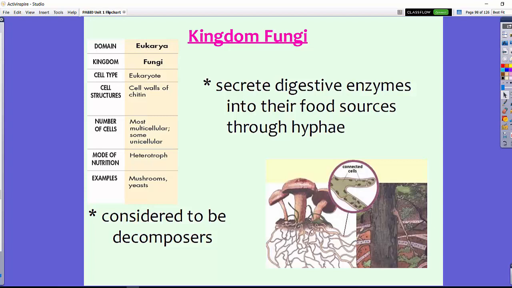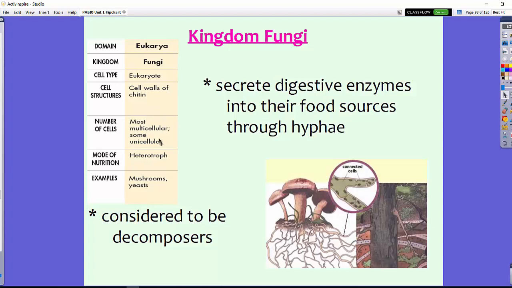So secondly, let's talk about kingdom fungi. Now, fungi or fungi, I've heard it called many different ways. These are mushrooms. So you're most familiar with mushrooms or even yeast as an example of a fungus. So once again, this is in domain Eukarya. It's a eukaryote. These guys have cell walls made of chitin, and chitin is a very strong substance that'll hold shape.